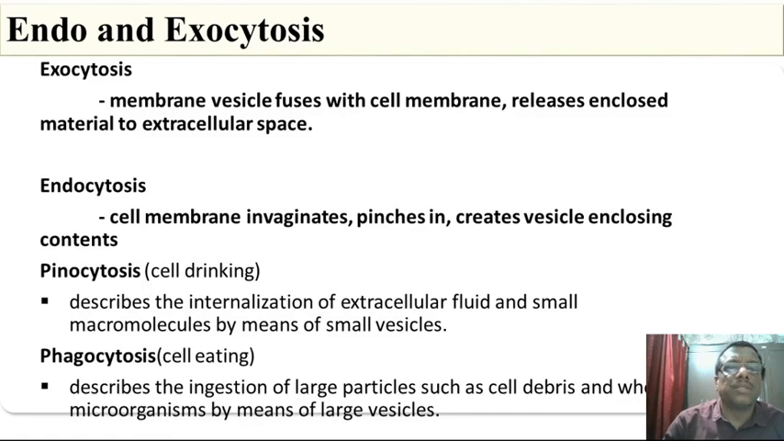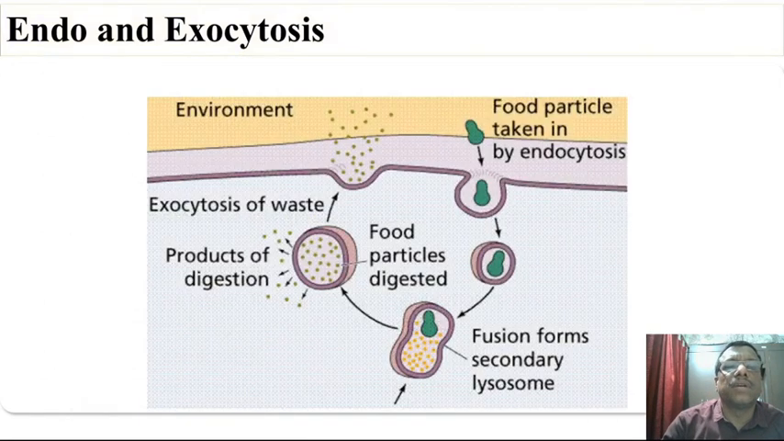In pinocytosis, there is internalization of extracellular fluid and small macromolecules by means of small vesicles. This is called cell drinking or pinocytosis. Phagocytosis describes the process of ingestion of large particles such as cell debris and whole microorganisms by means of large vesicles. This is called phagocytosis.